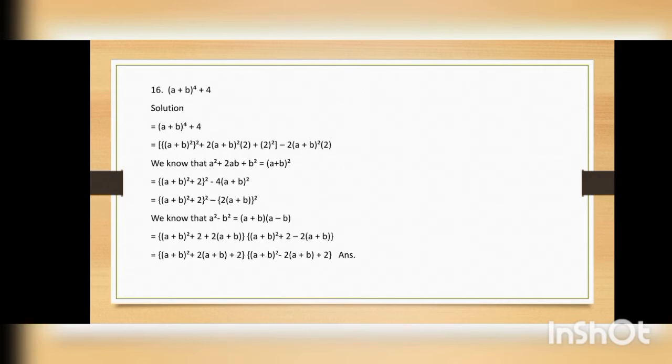Now move towards question number 16, a plus b whole power 4 plus 4. We can again apply the same formula here. This strategy is still the same. So we have written this a plus b whole 4 as a plus b whole square raised to the power 2. Our b is 2 raised to the power 2. We know that 2 raised to the power 2 equals 4, so we have written 2 raised to the power 2 in place of 4.